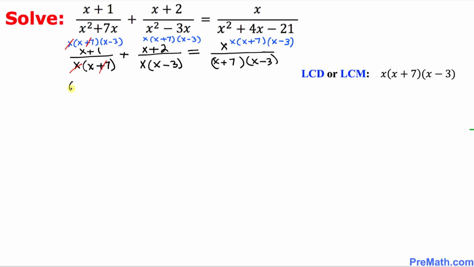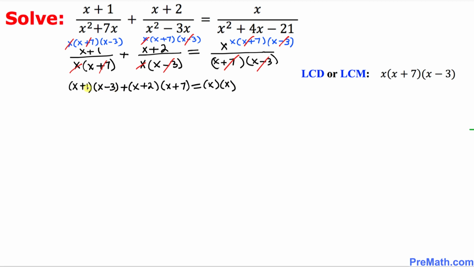So we end up with x plus 1 times x minus 3 plus, likewise over here, this x is gone and this x minus 3 is gone with this x minus 3. So we get x plus 2 times x plus 7 equals, on the right hand side, we can see that this x plus 7 is gone with this x plus 7, and this x minus 3 is cancelled out with this x minus 3. So we are left with x times x on the right hand side.